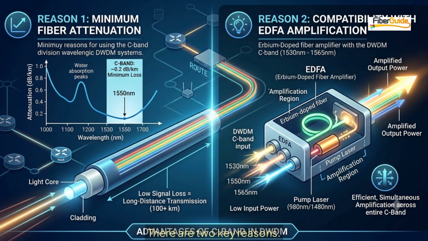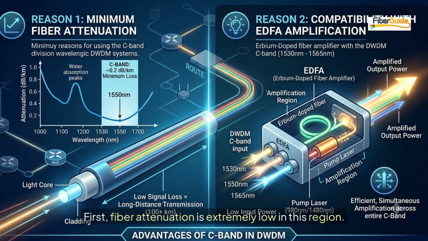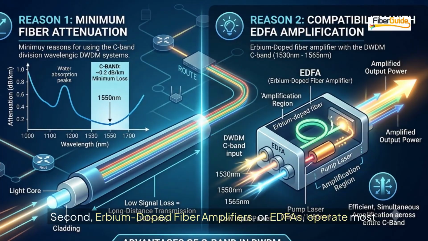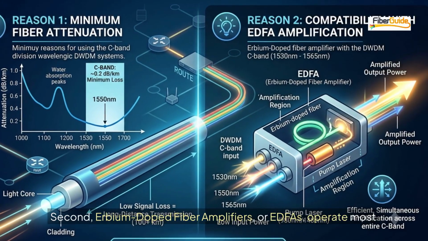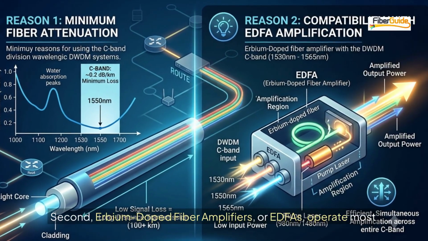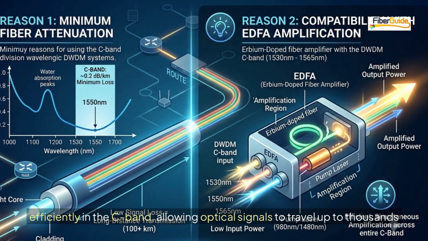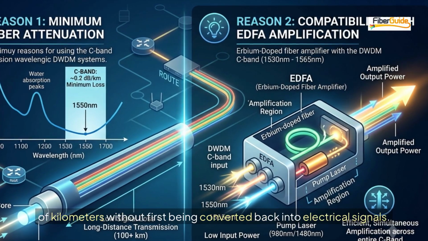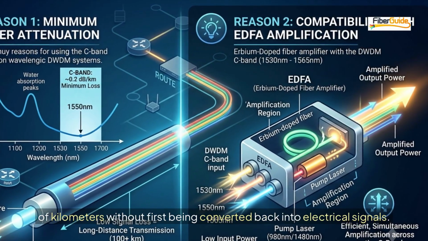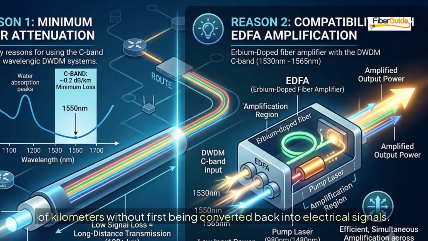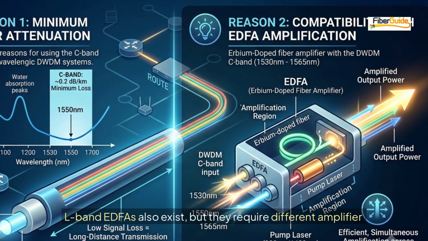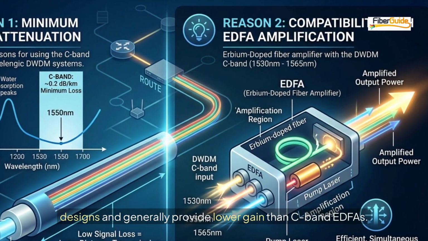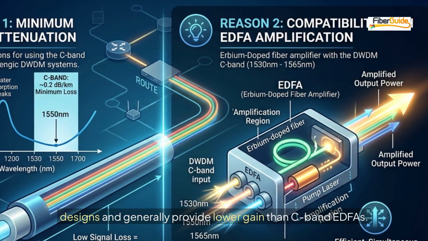But why the C-band? There are two key reasons. First, fiber attenuation is extremely low in this region. Second, erbium-doped fiber amplifiers, or EDFAs, operate most efficiently in the C-band, allowing optical signals to travel up to thousands of kilometers without first being converted back into electrical signals. L-band EDFAs also exist, but they require different amplifier designs and generally provide lower gain than C-band EDFAs.